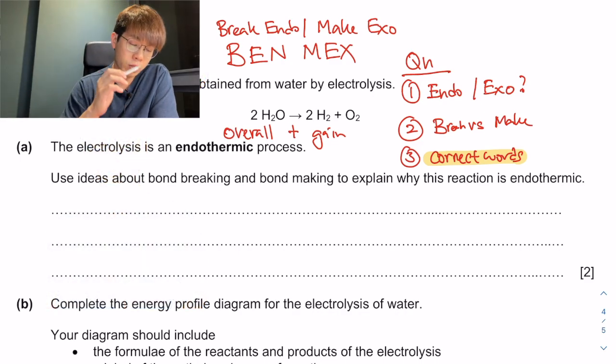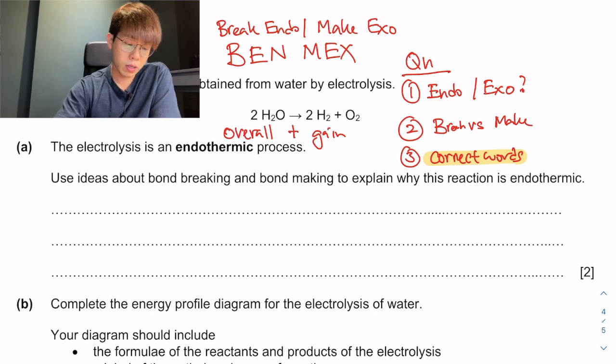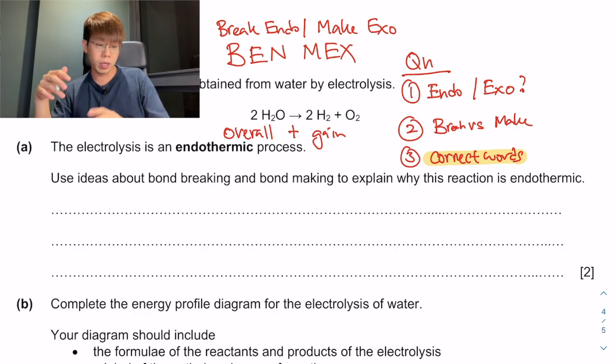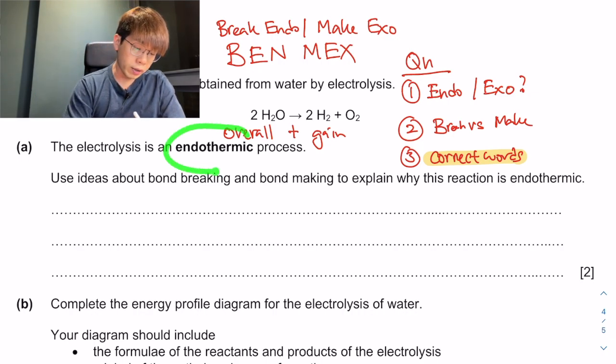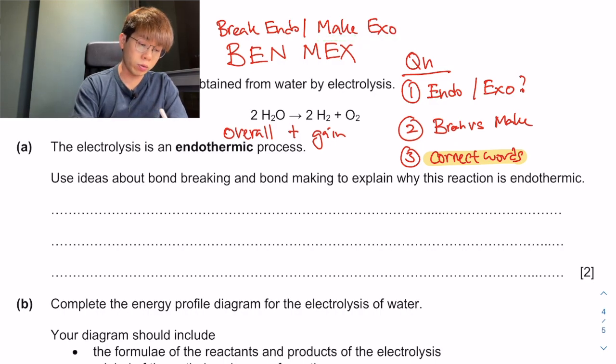And we know that if it's endo, it's absorbed. If it's exo, it is released. So now we have an overall endothermic. Overall endothermic means that the endo must be more. The break must be more. If it's overall exothermic, then the exo must be more. The make must be more. So this is how we're going to write the explanation.